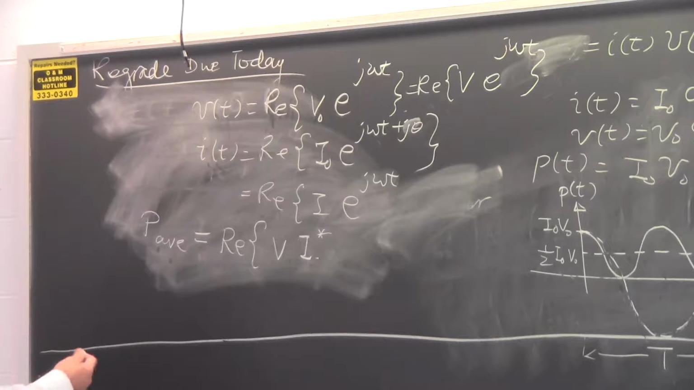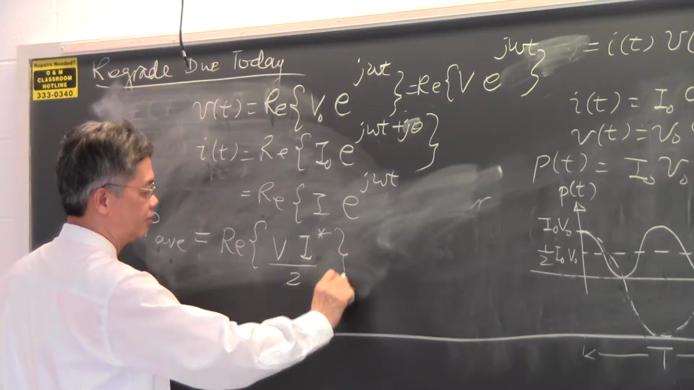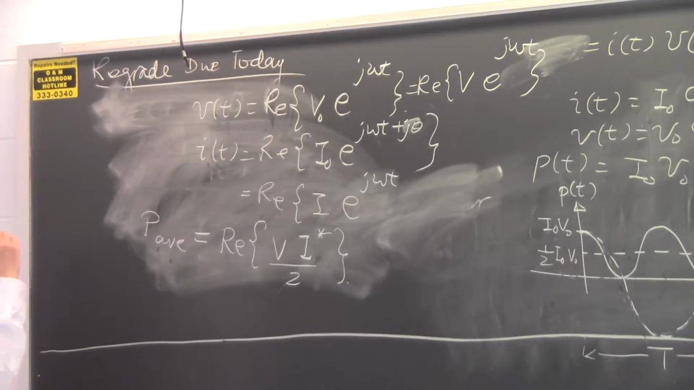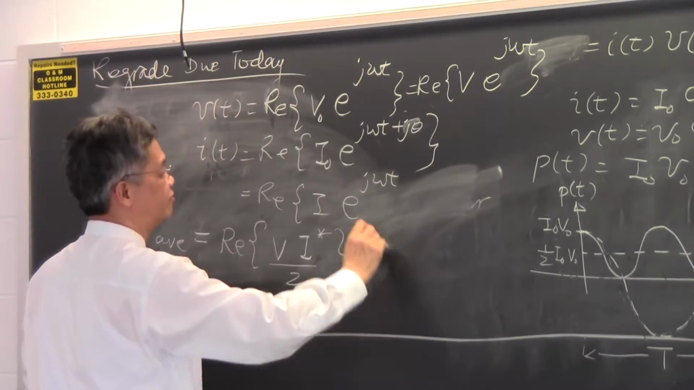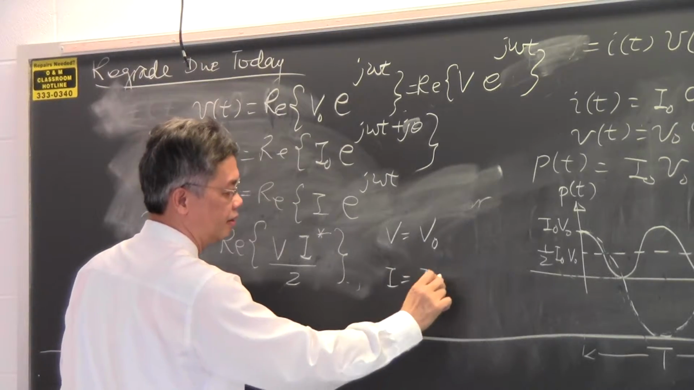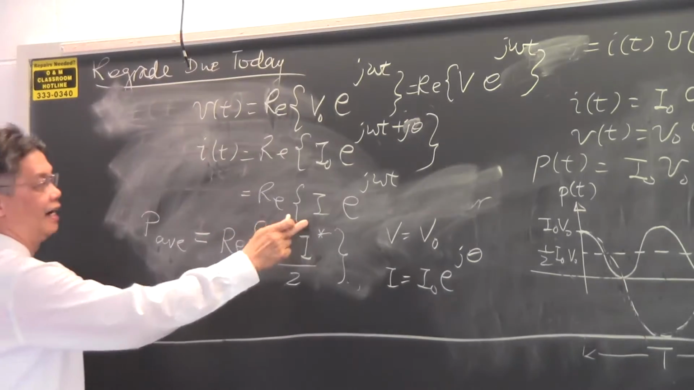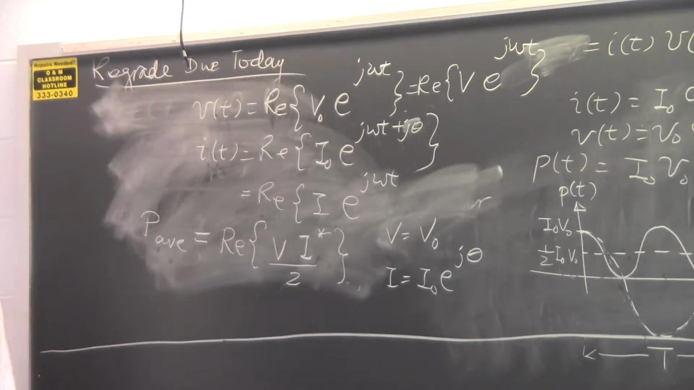And so, divided by 2. Let's see if this formula holds true. What is V? V is just V naught. In this example that I have quoted, I is I naught e to the j theta. Okay, can you see that I is equal to I naught times e to the j theta? Can everybody see that?